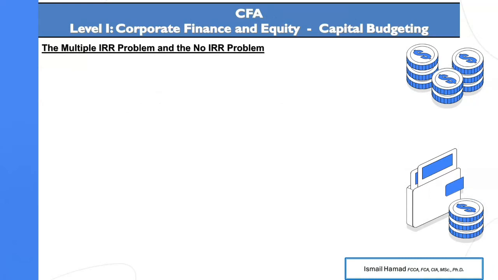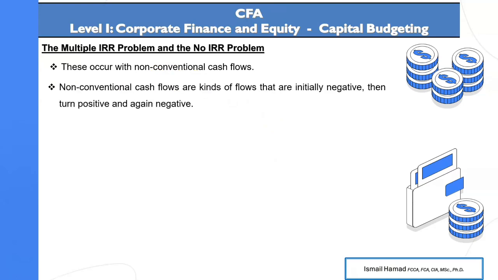This is the last slide, and it is about the multiple IRR problem and the no IRR problem. In certain cases, we will not get any IRR because of the non-conventional cash flows. With non-conventional cash flows, this type of problem will always appear. As I explained earlier, we will have negative, positive, and then again negative.